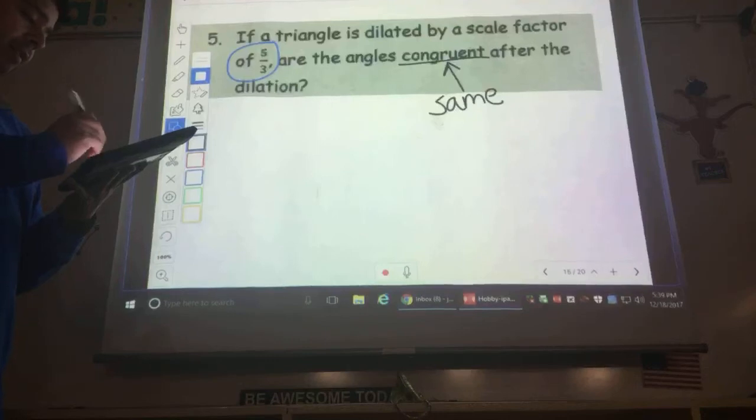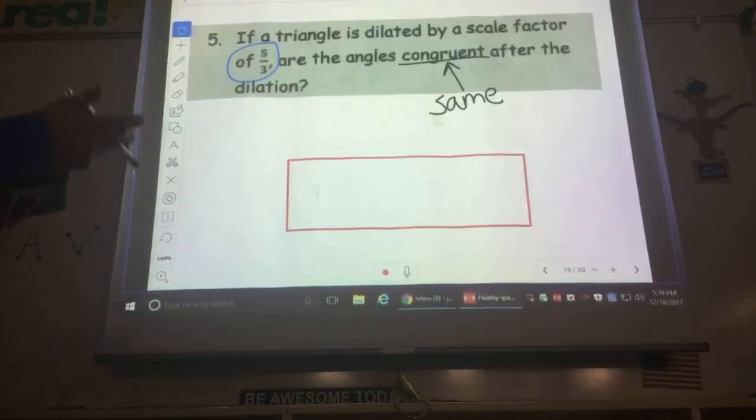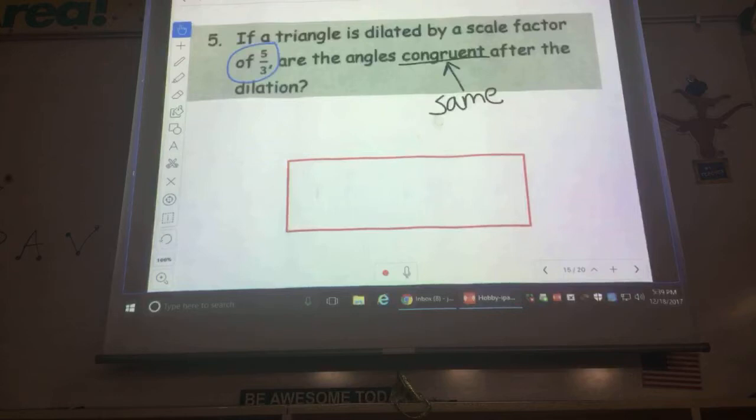So if you have a question, there's an ask, okay? Yes or no? Yes, it is congruent. No, it's not congruent. All right.